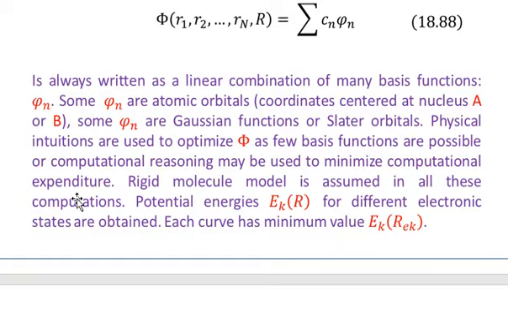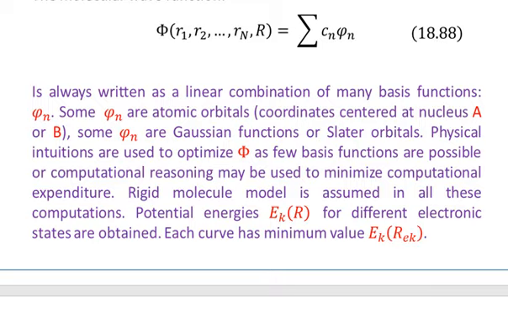or computational reasoning may be used to minimize computational expenditure. So you see that when we are solving this problem, we are going to find the value of phi in the expansion of different atomic orbitals, Gaussian functions, or Slater orbitals. We want to use a minimum of these phi n functions so that the computational expenditure can be minimized at the same time. A rigid molecule model is assumed in all these computations. By rigid molecule, we mean that capital R, the distance between the two nuclei, is fixed.